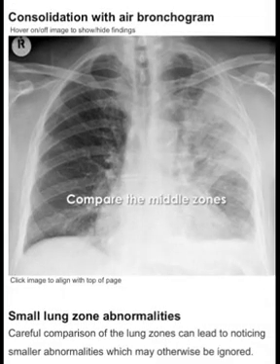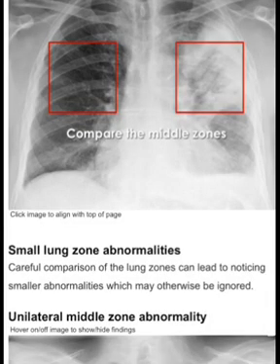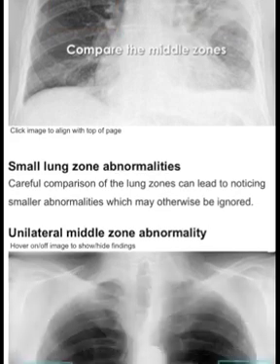Consolidation with air bronchogram. The left middle zone is white. Dark lines through the area of the white are a good example of air bronchogram. The patient had a high temperature and a productive cough. Diagnosis is pneumonia, consolidation with pus. Differential diagnosis of consolidation: pneumonia always full of pus, cancer always full of cells, pulmonary hemorrhage always full of blood, and pulmonary edema always full of fluid.